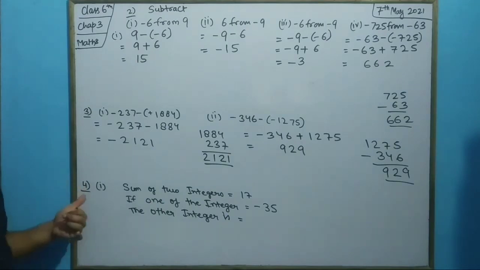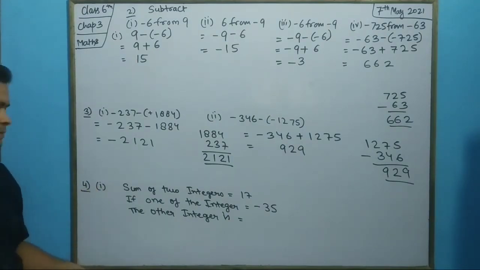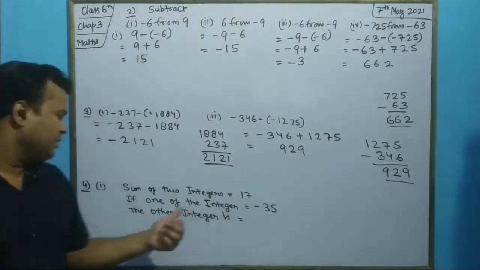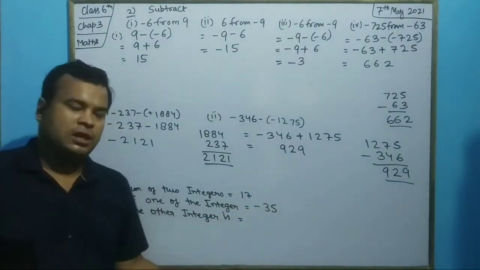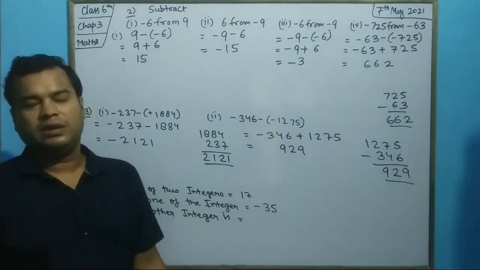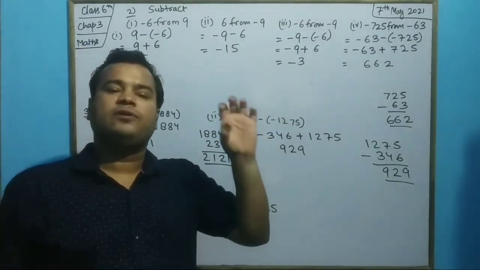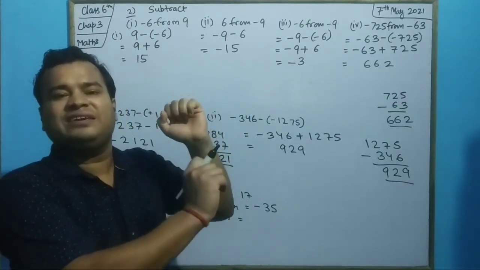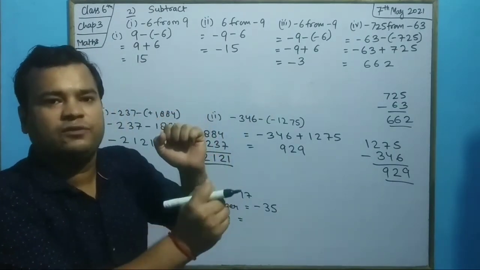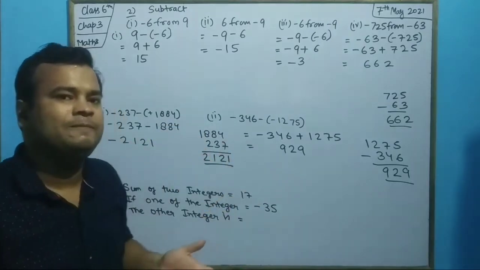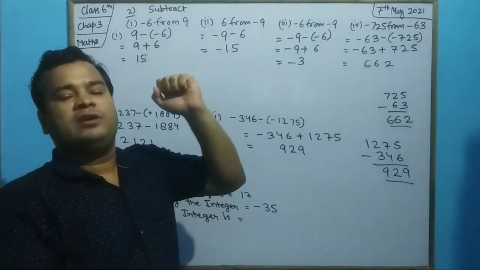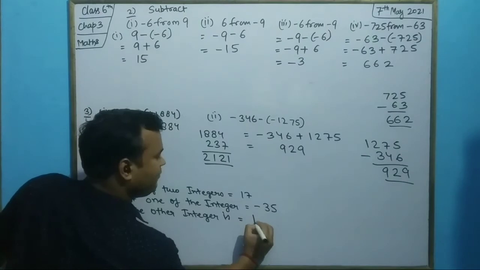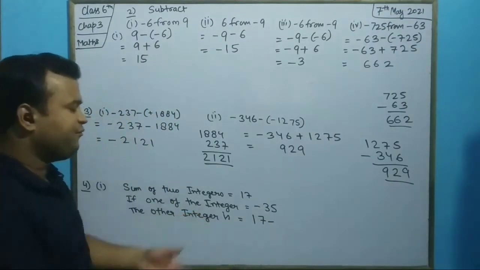Okay, let us see the fourth question. I am doing the first part here. There is the sum of two integers given, that is 17, and one of the integers is given; we have to find the other integer. Suppose the sum of two integers is equal to 8, and one of the integers is 5, then the other will be 3. 5 plus 3 is equal to 8. And how did we find it? We subtracted one of the numbers from the sum. So here we have to subtract one of the numbers from the sum.